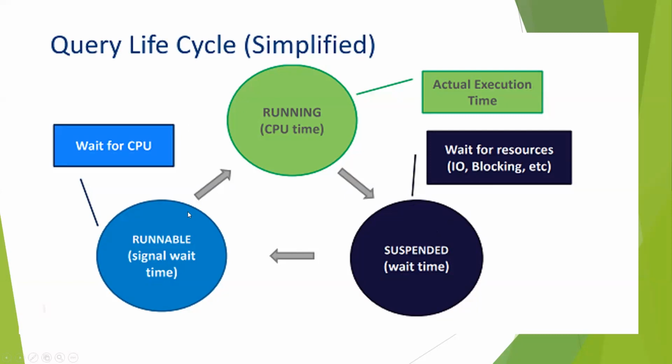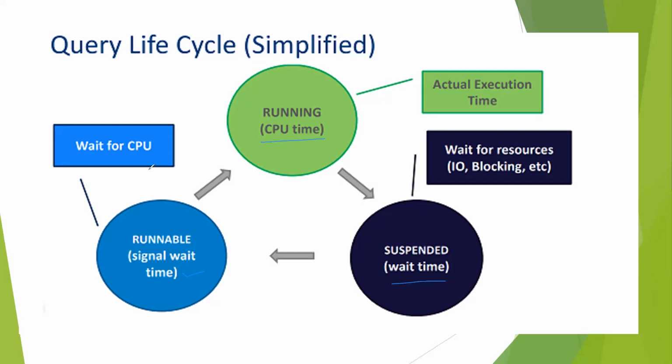These are all interlinked, right? So if the query is running slow, either it is waiting for CPU, in the runnable queue, that is a signal wait type, or it is waiting on a resource. So there are two types basically. The CPU time, right? So signal wait time and wait time.